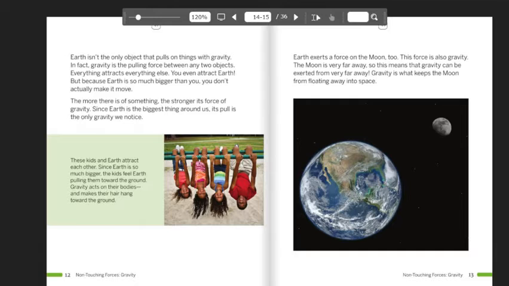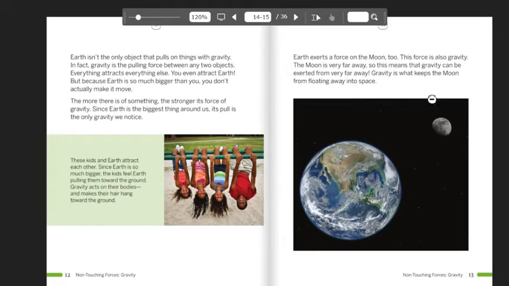So here's a picture of these kids hanging upside down, and the caption says, these kids and Earth attract each other. Since Earth is so much bigger, the kids feel Earth pulling them toward the ground. Gravity acts on their bodies and makes their hair hang toward the ground.